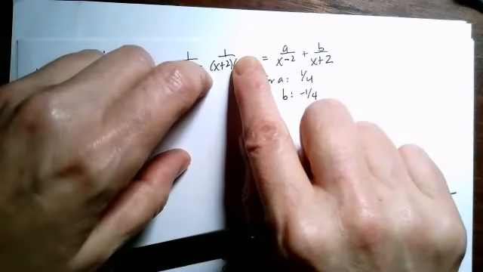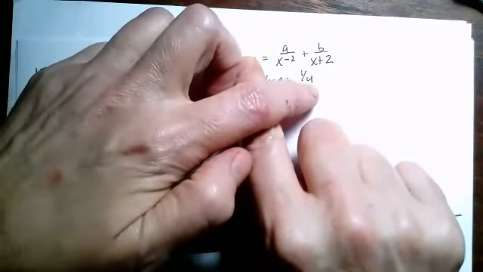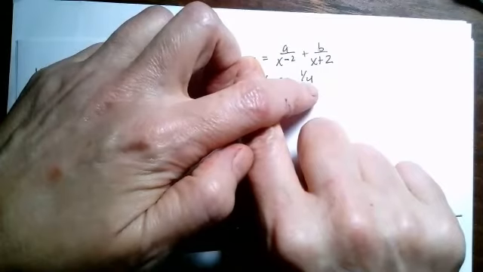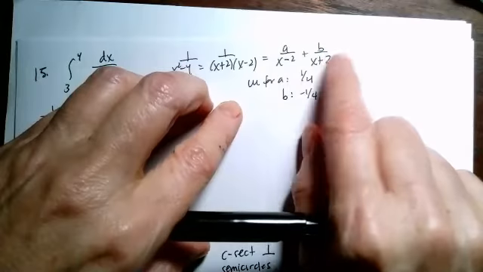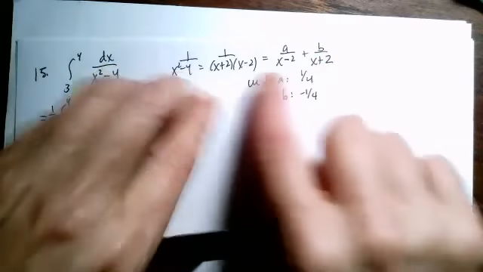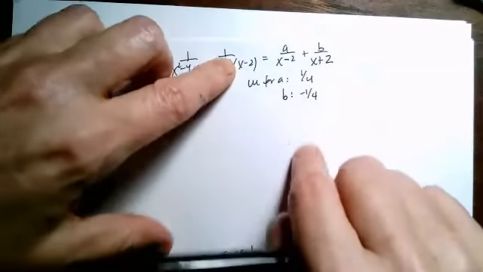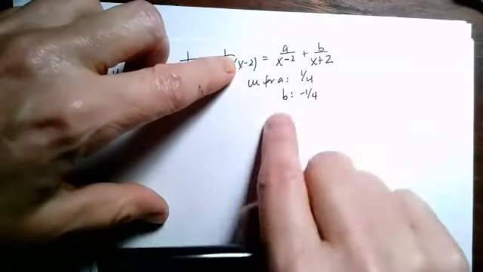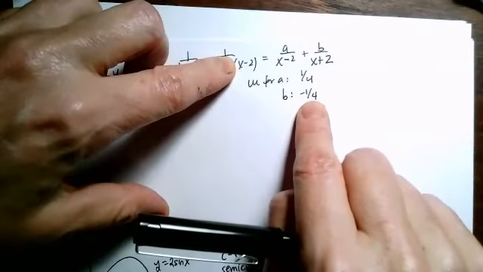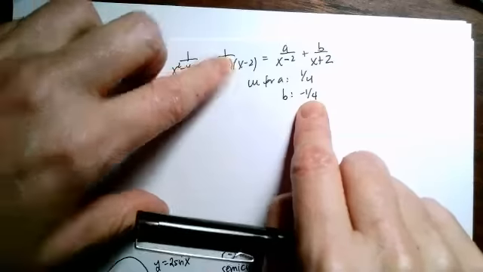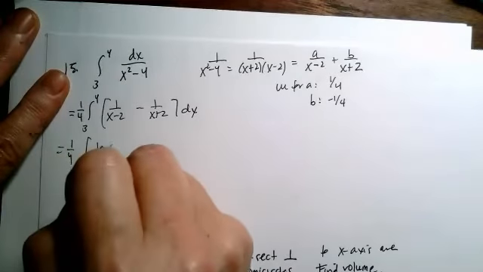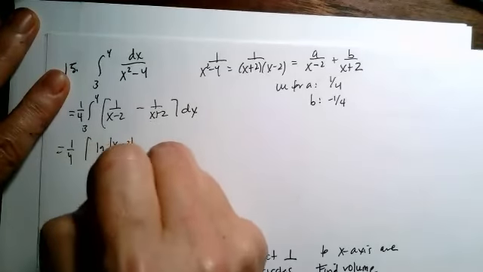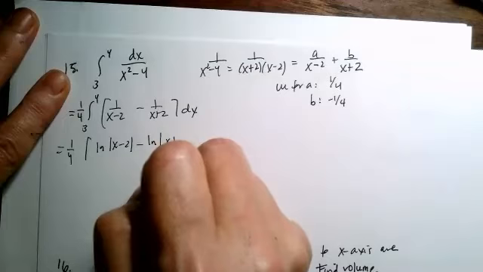1 over 2 plus 2 is a positive 1 over 4. For B, the value of x that you plug in is -2. You're going to cover up B's denominator and plug in -2. And when we integrate this, we'll get 1/4 times the log of x minus 2 minus the log of x plus 2.